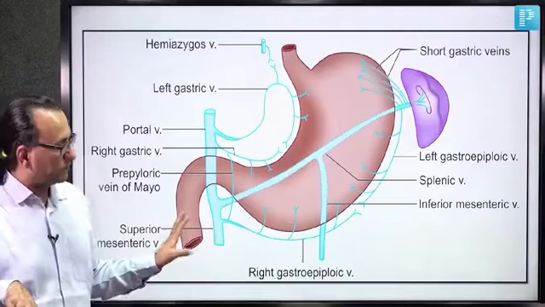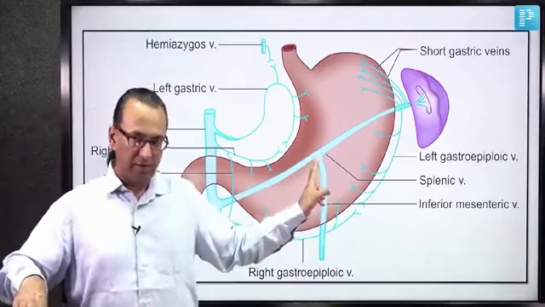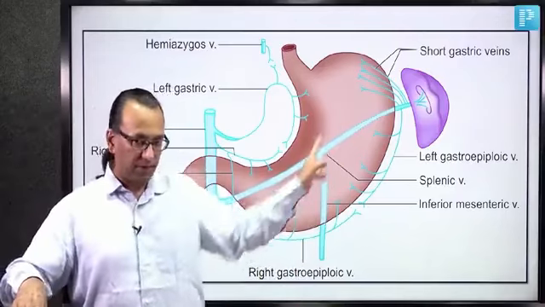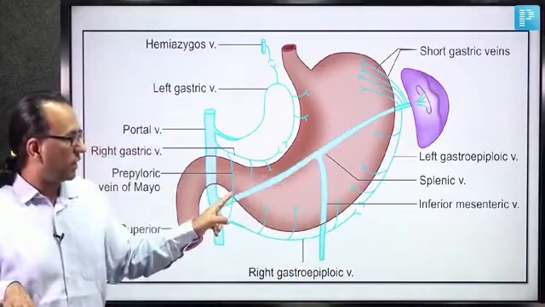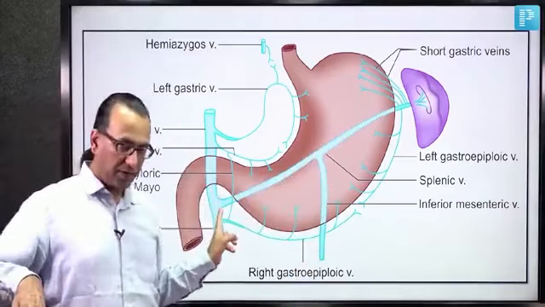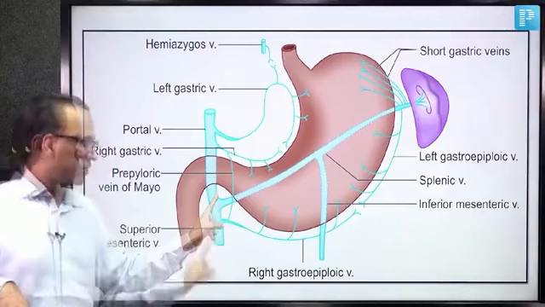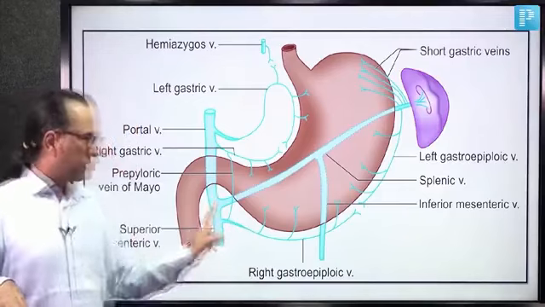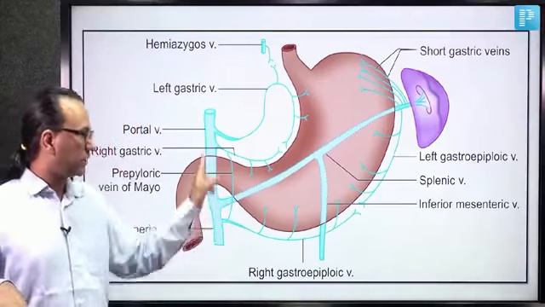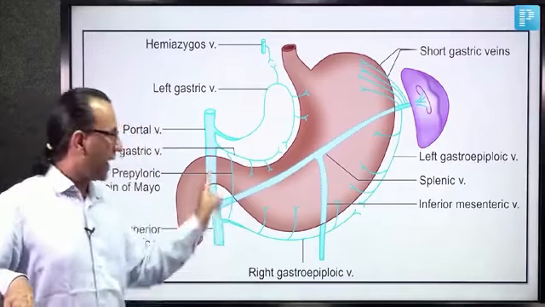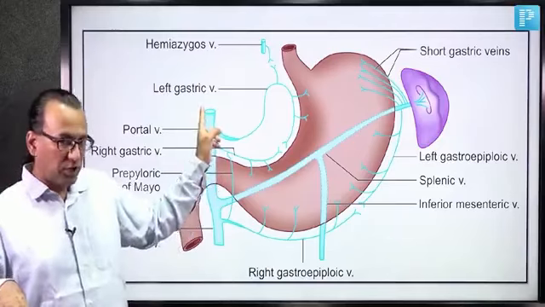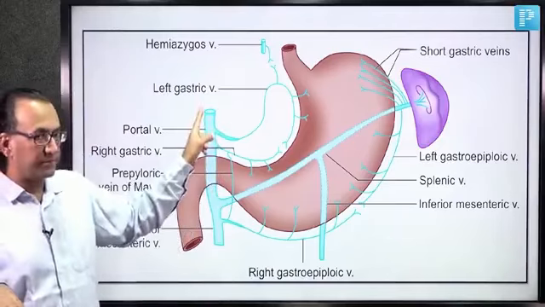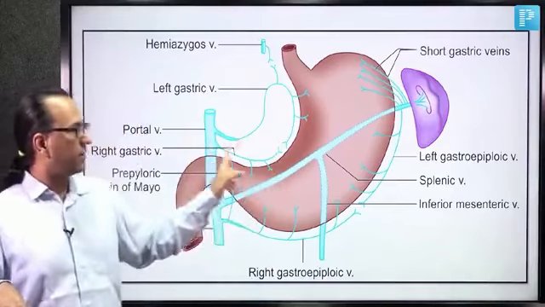You will notice the hindgut, which drains into the inferior mesenteric vein, joins the splenic vein, and then they come behind the neck of the pancreas, receiving the vein of the midgut, which is the superior mesenteric vein, and together they form the portal vein, which passes behind the first part of the duodenum and enters the porta hepatis of the liver. The portal vein directly receives the right gastric vein and the left gastric vein.